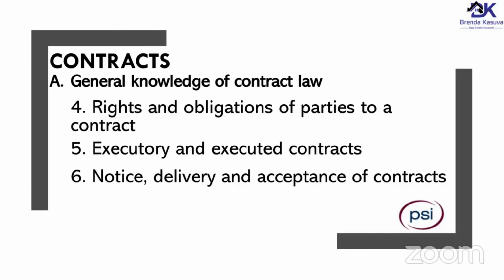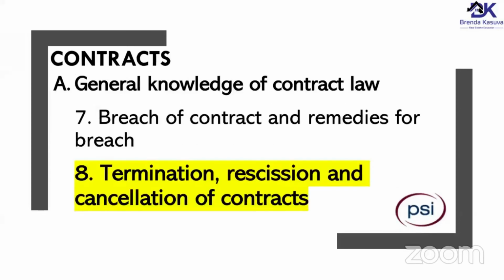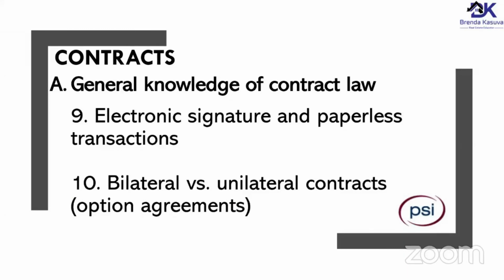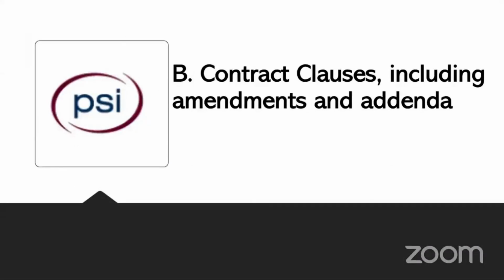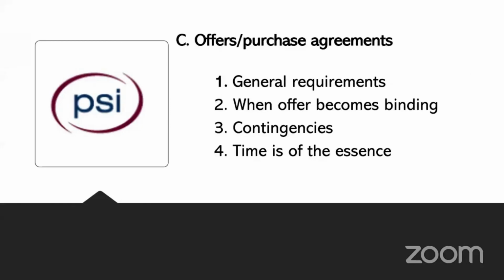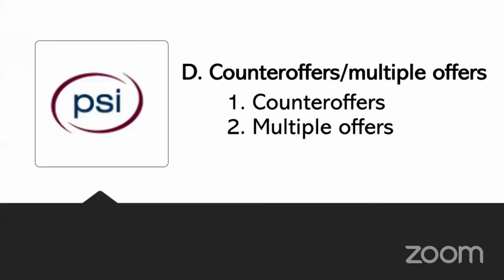So I need to know about executory versus executed contract. I need to know about breach, which is what I covered in this particular session. We need to go through bilateral or unilateral contract. What's the difference? And then clauses, amendments, or addenda. When we're talking about a purchase agreement or a sales agreement, what are some of the things we need to be aware of, including contingencies and time is of the essence? How do counter offers work?